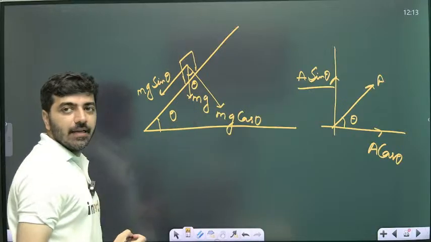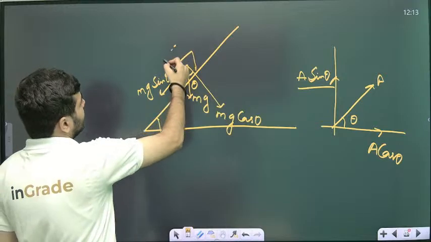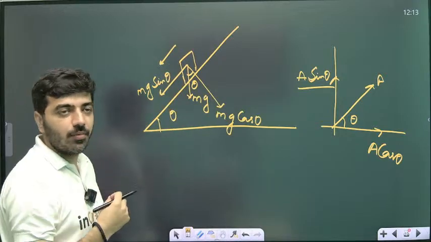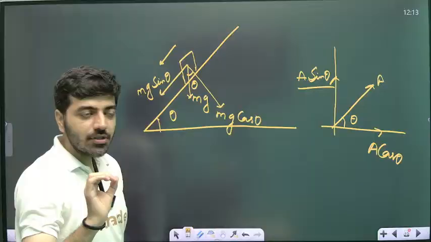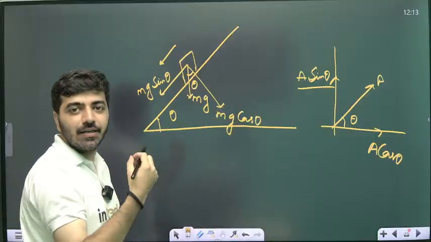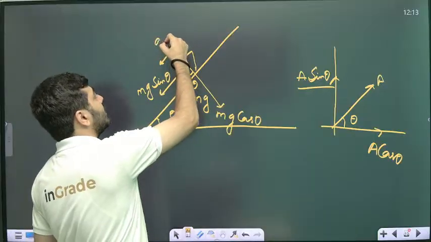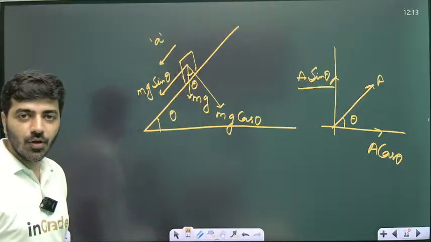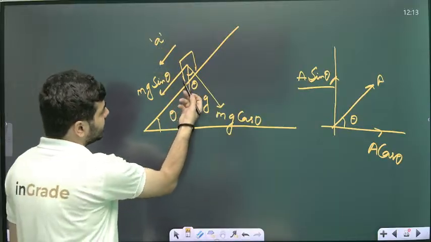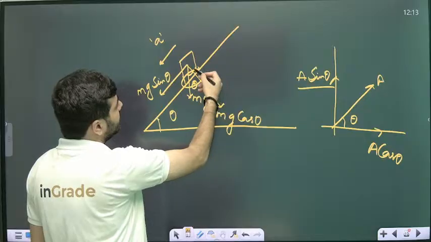The body is moving in this direction because of the mass of that body. We are not applying any external force. The body itself is moving in the downward direction. Let's say the acceleration of the body is a. And the reaction force because of that surface will be, let's say, R.